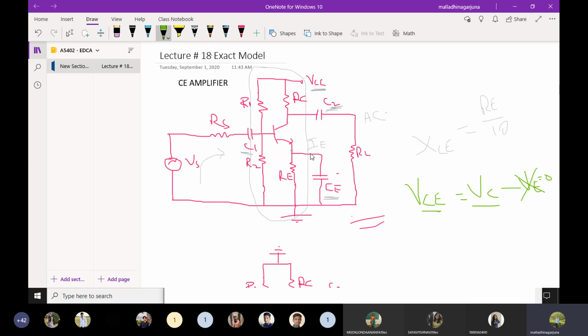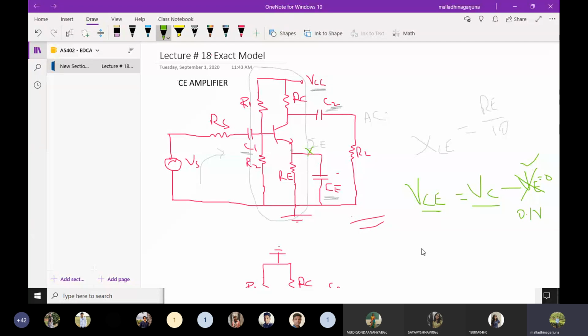If you are not connecting the RE bypass capacitor here, what happens? There will be some voltage drop across VE, because the emitter current finds only one path, which has to flow through that RE resistor. Whenever current flows through the RE resistor, there will be some voltage drop across RE. So VE equal to, say, 1 volt, or even 0.1 or 0.2 volts, will definitely decrease the output.